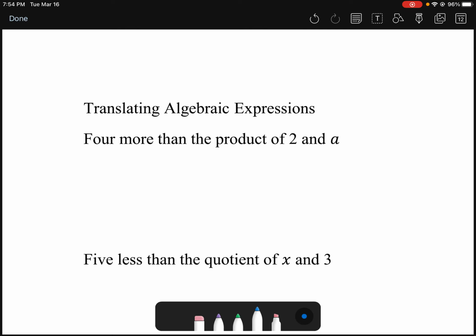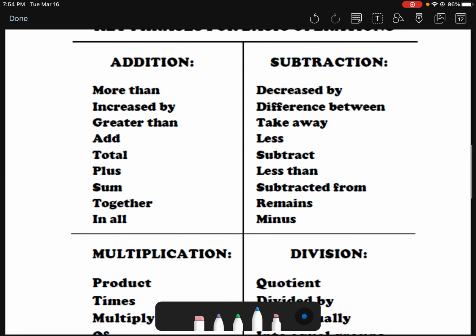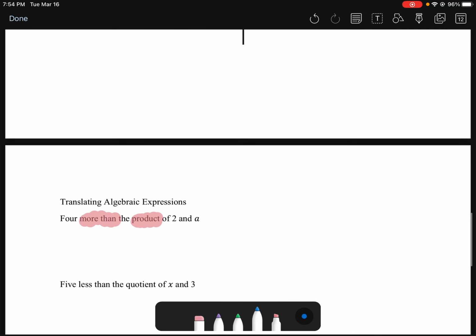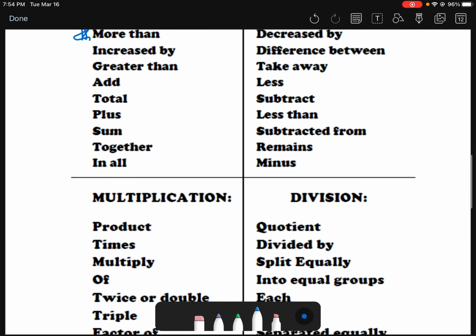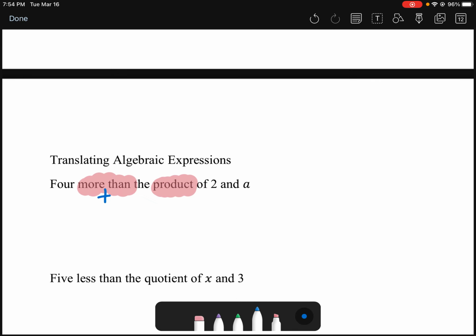Starting off with something simple, translating algebraic expressions. The first one says I have 4 more than the product of 2 and a. So I see that I have more than here, and I have the word product. Well, if we go back to this table up here, I see more than is in addition. So I know that more than, I'm going to be adding 2 things. And then product, I see here in multiplication. So I know I'm also going to be multiplying 2 things together.